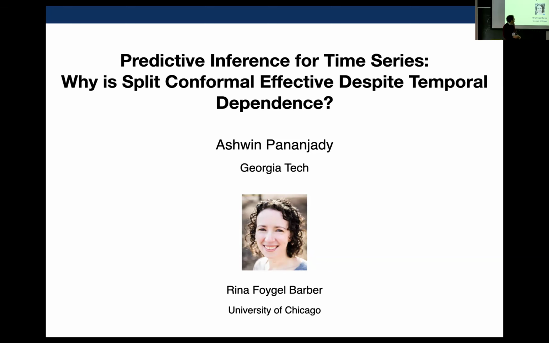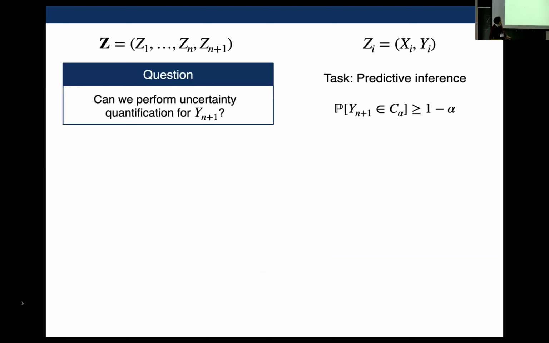So what is conformal prediction? The setting is simple enough. It is the standard setting where you have IID, or sorry, not necessarily IID, covariate response pairs, n+1 of them, where the n+1 should be treated as the test point. And you want to do predictive inference. You want to produce some set that covers the test response with some pre-prescribed probability. This is an uncertainty quantification question.